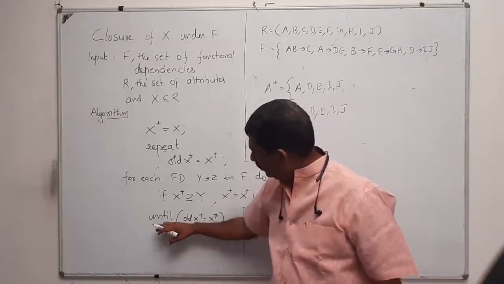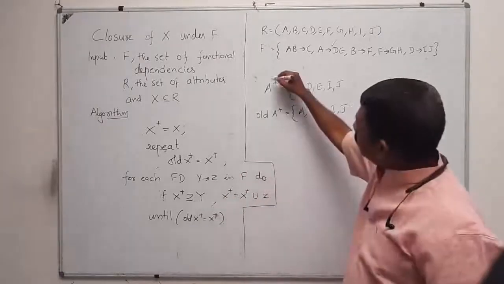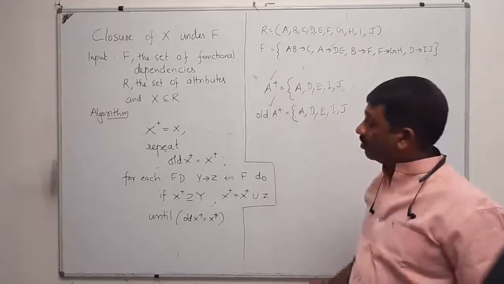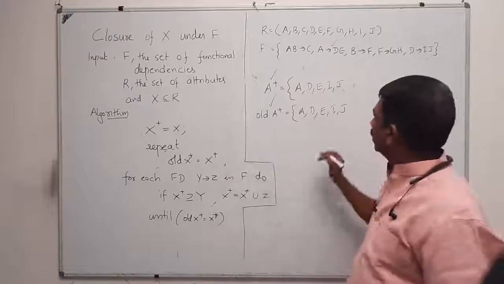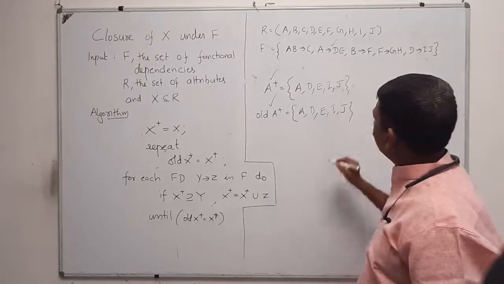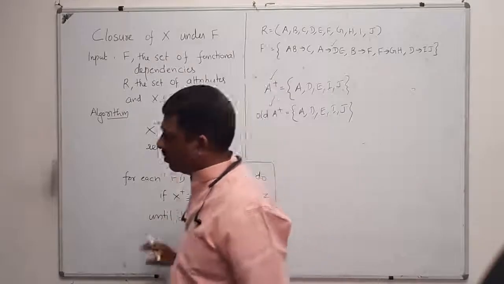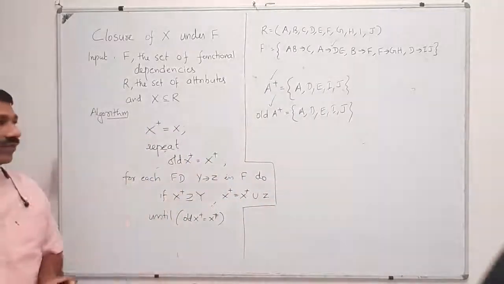Now if you reach this place, old A plus and A plus are the same, so you can stop. That means this is the closure of A. So this is how the algorithm works.